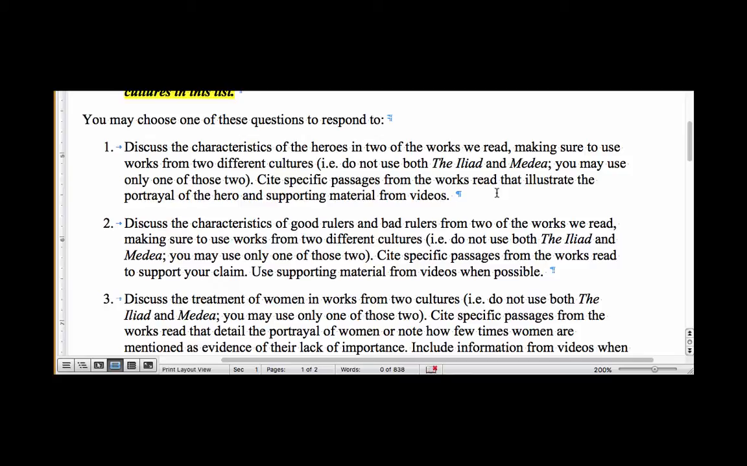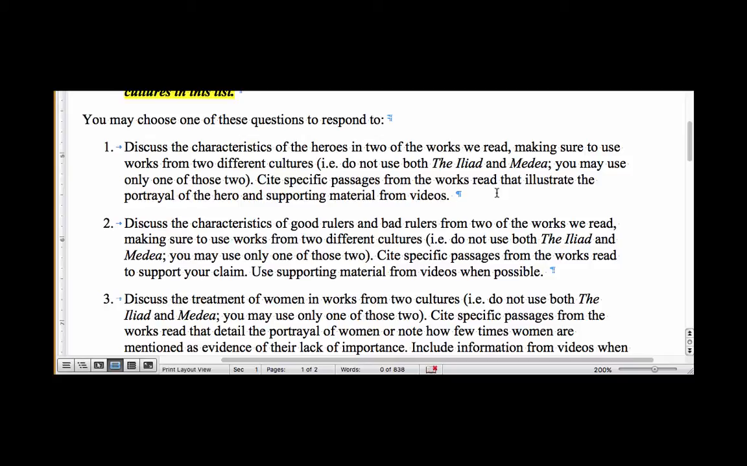Again, the easiest way to approach it, if you want to particularly look at the differences, is to compare the differences between the heroes in Genesis and Gilgamesh, or the differences between the heroes in Genesis and the Iliad. And another way to approach it is to compare the similarities and differences between the heroes in Gilgamesh and the Iliad. So those are the approaches that you can take.